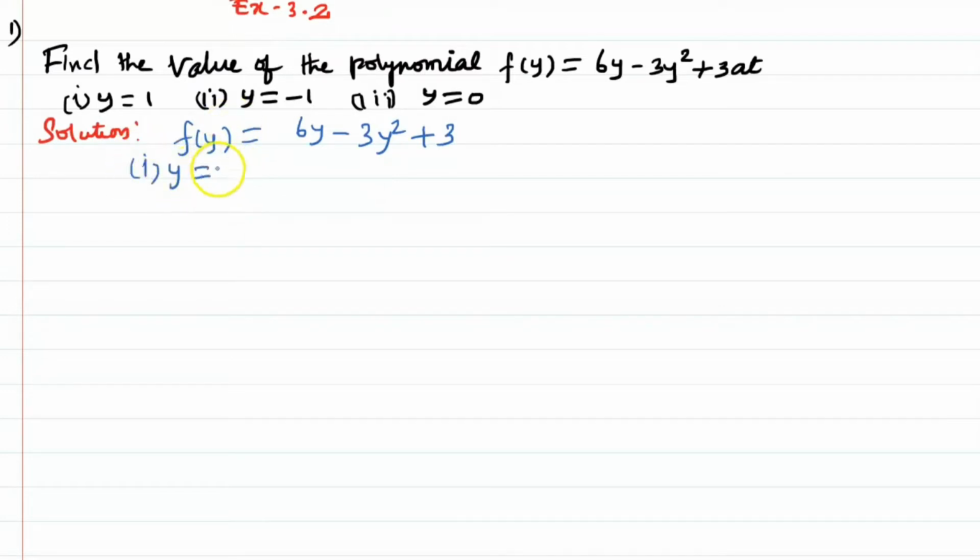So, first y is equal to 1. f of 1 is equal to 6 into 1 minus 3 into 1 square plus 3. So, we substitute 1 wherever y is. 6 minus 3 plus 3. So, plus 3 minus 3 cancel. Remaining 6.